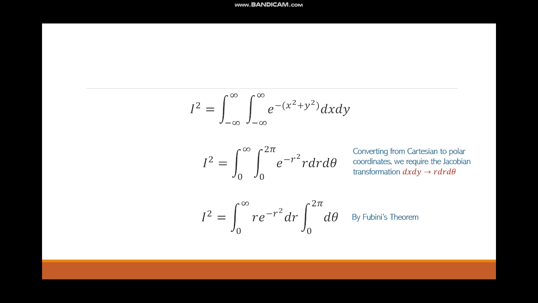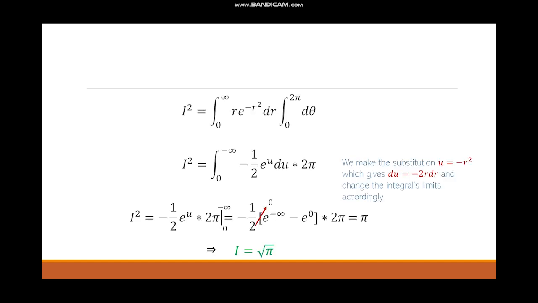And now we can use Fubini's theorem again, because both the integrands feature functions of only a single variable. So we can split this double integral into two single integrals, one of r times e to the minus r squared dr from 0 to infinity, times the integral of d theta from 0 to 2 pi. And if we look at the first integral, we see that we can use a u-substitution to evaluate it.